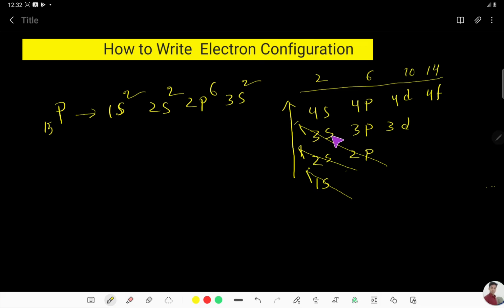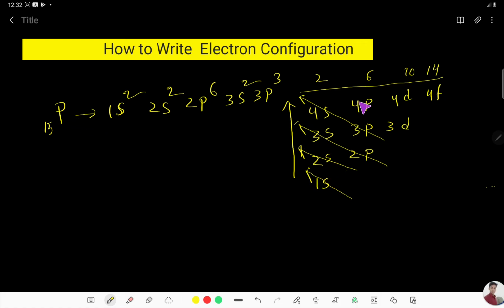After 3s we have 3p, 4s, so 3p, right? 2, 4, 10, 12, then here 3. So now we have 15 electrons: 2, 4, 10, 12 plus 3, 15. So this is the electron configuration of phosphorus, right? I think this is the first method.